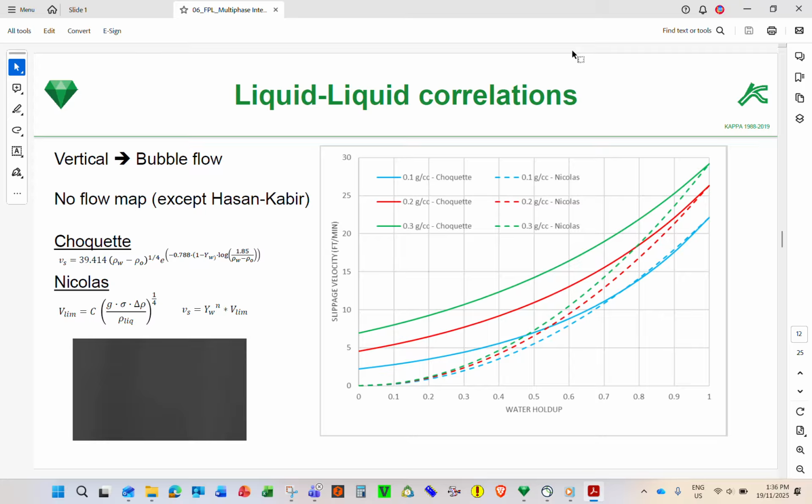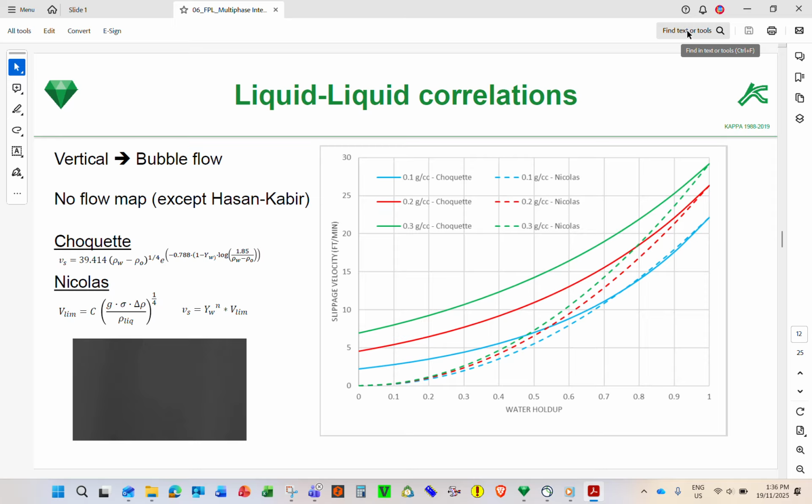And you have some Nicolas. Nicolas for oil, or is it the same? It's the same, just a different name. I mean, a different formula. The different formula is based on the experiments. So you can calculate this one. You might have the YW as well.